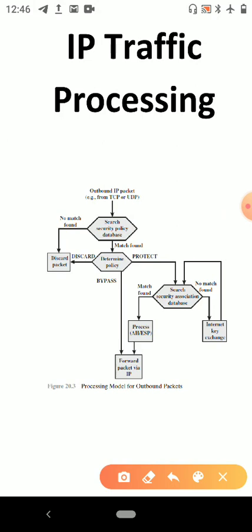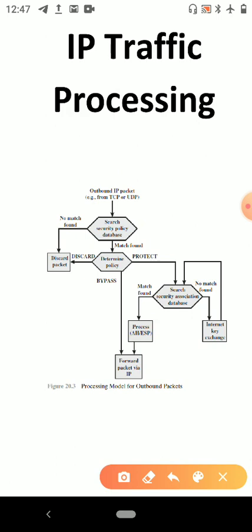The figure shows the main elements of IP security processing for outbound traffic. A block of data from higher layer such as TCP, Transmission Control Protocol, is passed down to the IP layer, and an IP packet is formed consisting of an IP header and an IP body. Then the following steps occur.